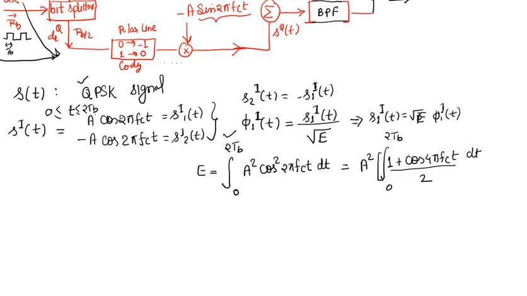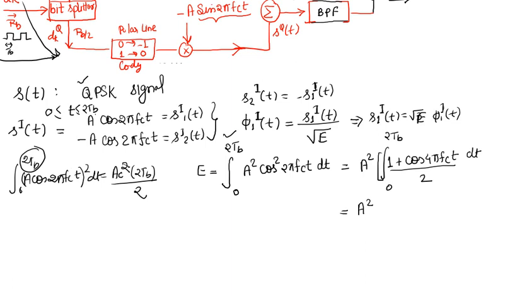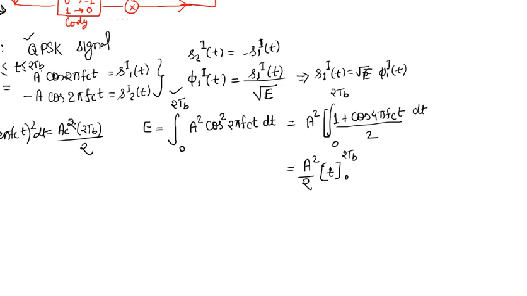We have done it many times that for any signal of this type, the energy is A square into this value, 2TB, divided by 2. So we are just doing it again. A square, this is the first term, half, and we integrate 1; the integration of 1 is t, so you just put 2TB. And the second term is A square by 2, integral from 0 to 2TB of cos 4 pi fc t dt.